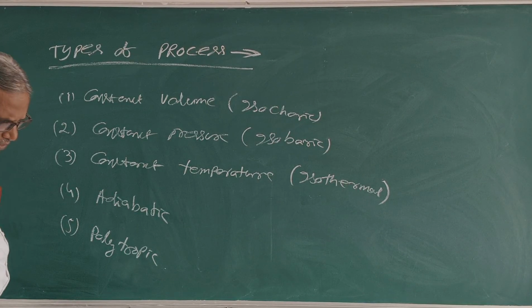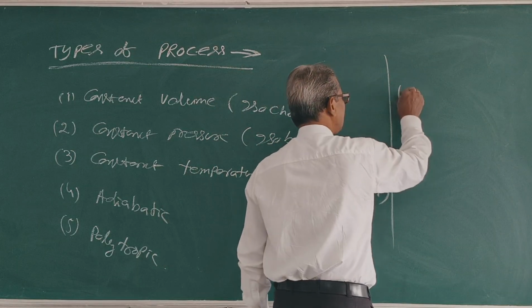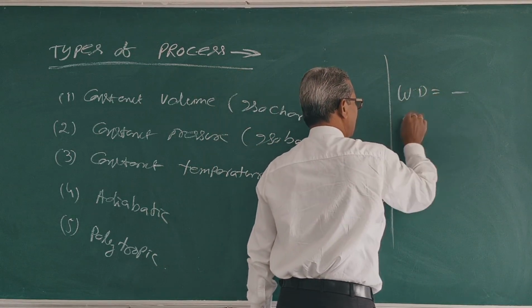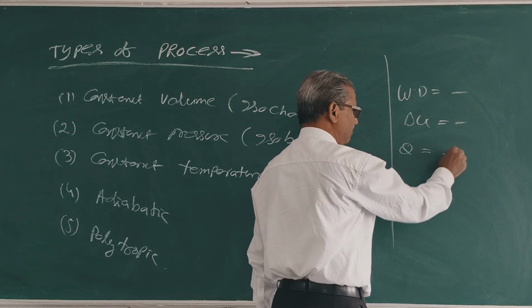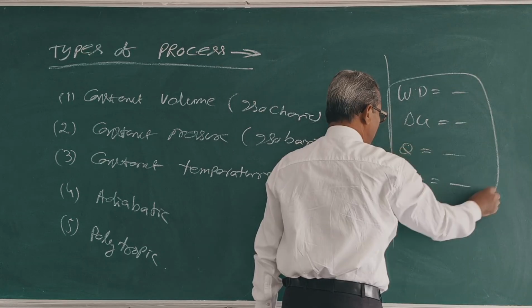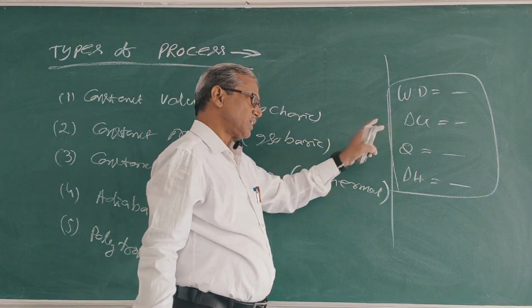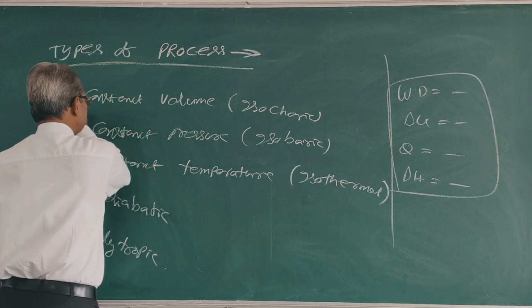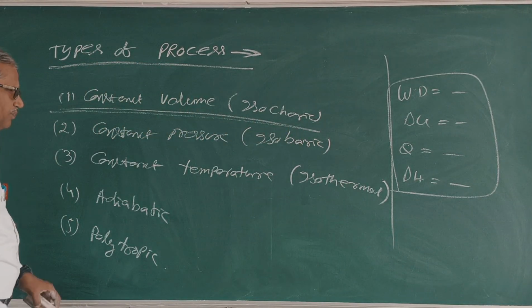I will find out for each process what is work done, what del U change in internal energy, what heat transferred, what change in enthalpy. Clear? For all these 5 process, these 4 quantity can be found out. First I will discuss what is constant volume process. Clear?